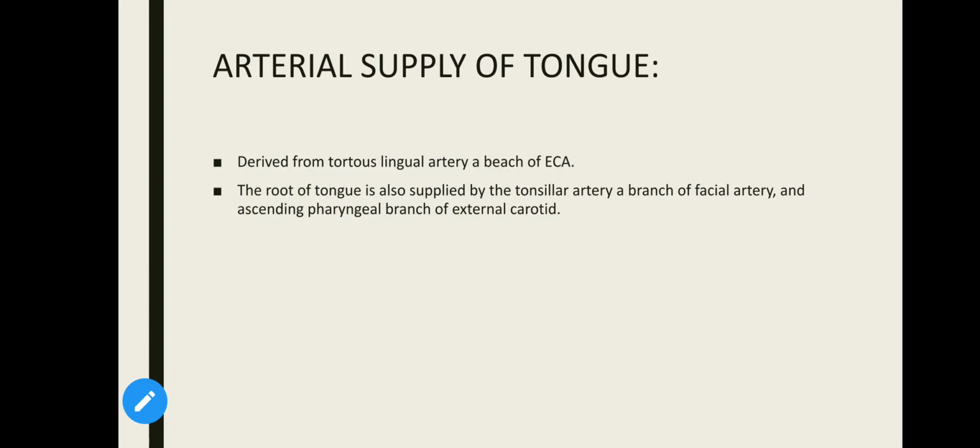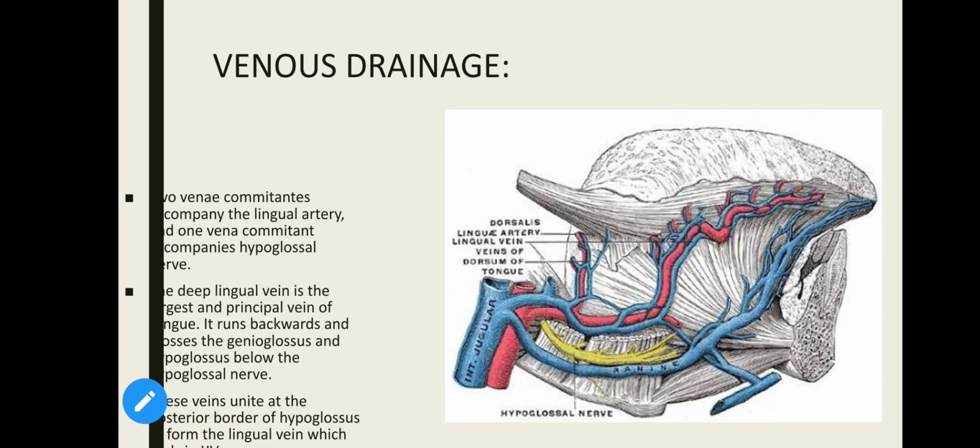Coming to the arterial supply of the tongue, it is derived from the tortuous lingual artery, which is a branch of the external carotid artery. The root of the tongue is also supplied by the tonsillar artery, which is a branch of the facial artery, and the ascending pharyngeal branch of the external carotid. You can see in this diagram the arterial and the venous drainage. The arterial supply is very complicated. The artery is really tortuous.